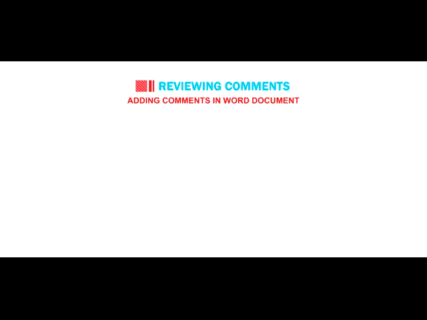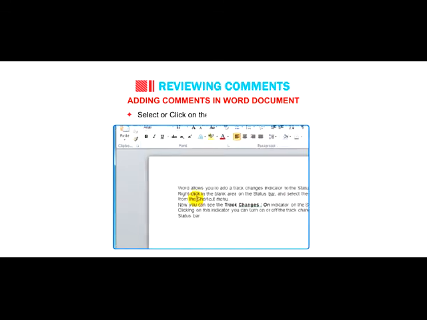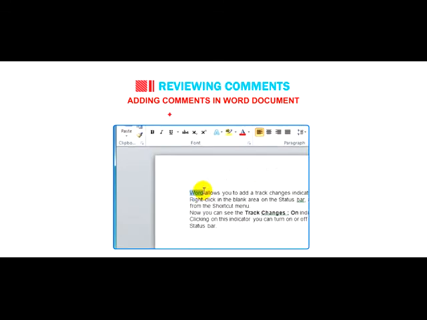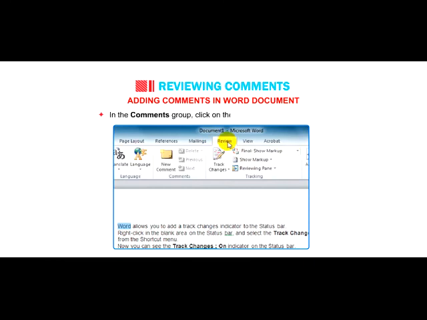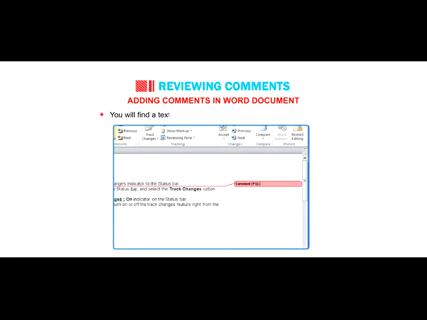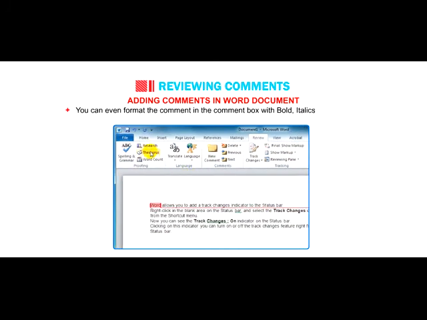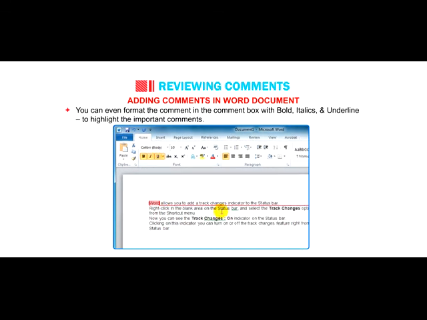Adding comments in a Word document. Let us learn how we can add comments in a Word document. Select or click on the text you want to comment. Click on the Review tab. In the Comments group, click on the New Comment button. You will find a text space on the right side to insert your comment. Just type in whatever you want to and leave it as it is. You can even format the comment in the comment box with bold, italics and underline to highlight the important comments.